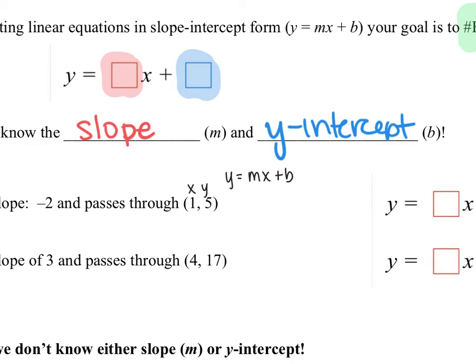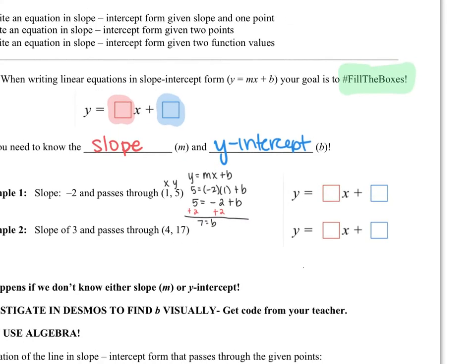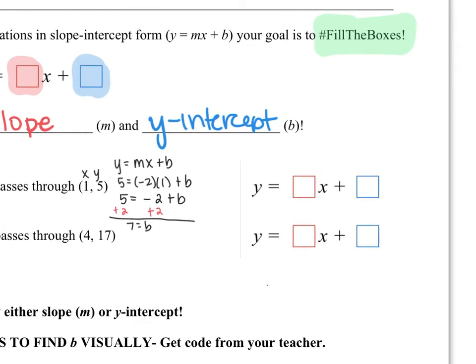I know that my y value is 5, my m value was -2, my x value is 1, and my b value is unknown. To isolate b, I'm going to multiply -2 by 1 to get -2, and then I would add 2 to both sides to get b by itself, finding that b equals 7. Now if I go to fill my boxes, I know that my slope is -2, which I knew the whole time, and I now know that my y-intercept is 7 for an equation of y equals -2x plus 7.